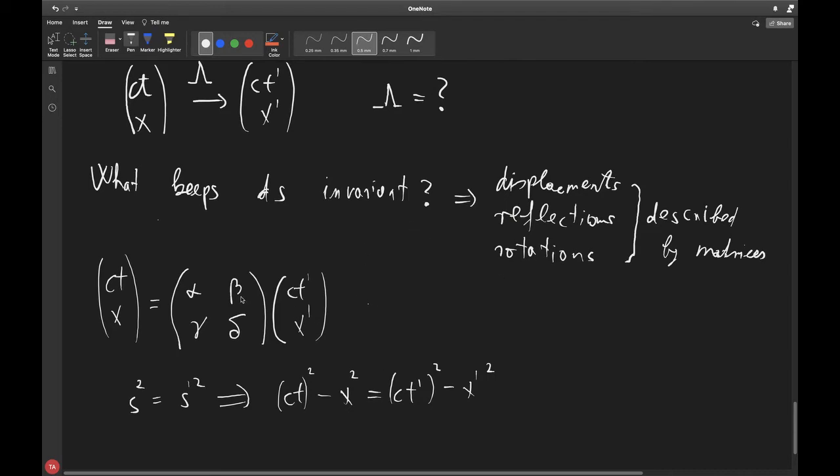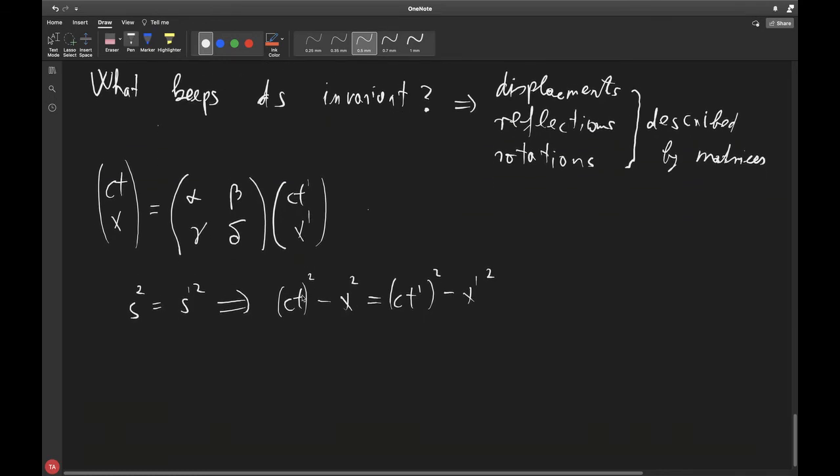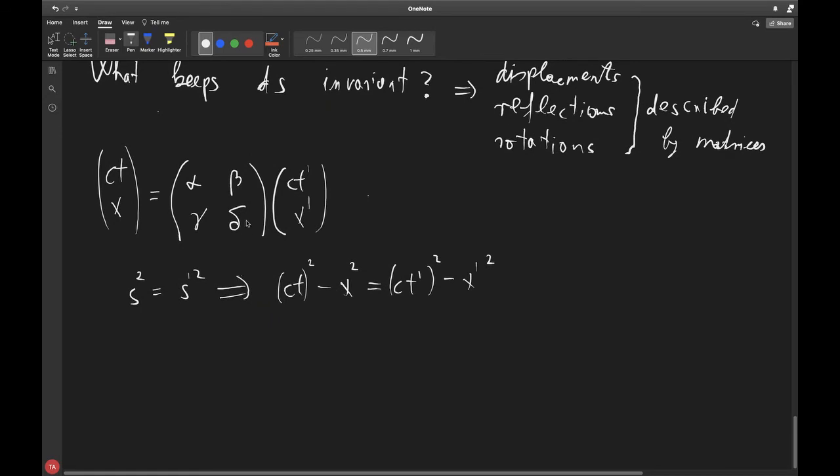Okay, so we can do a matrix multiplication from here. And so we do matrix multiplication: ct equals this term with this term, then we add this term with this term, right? That's the way we do matrix-vector multiplications. So when I want to express ct, I am going to express it from this matrix. Well, I can write it down, I guess it's easier. ct is the same as alpha times ct prime plus beta times x prime.